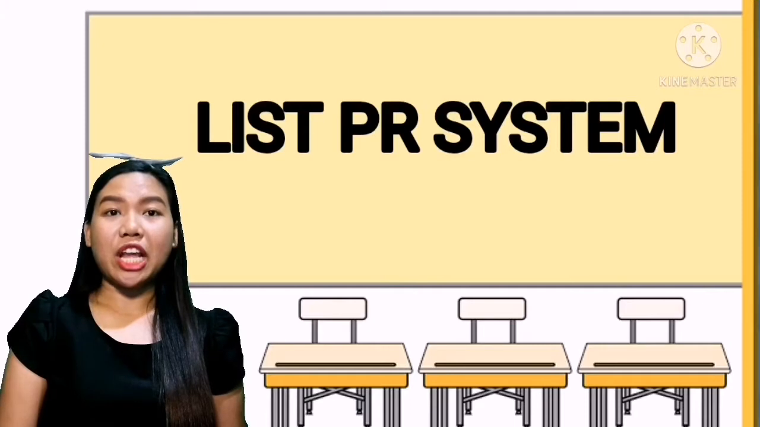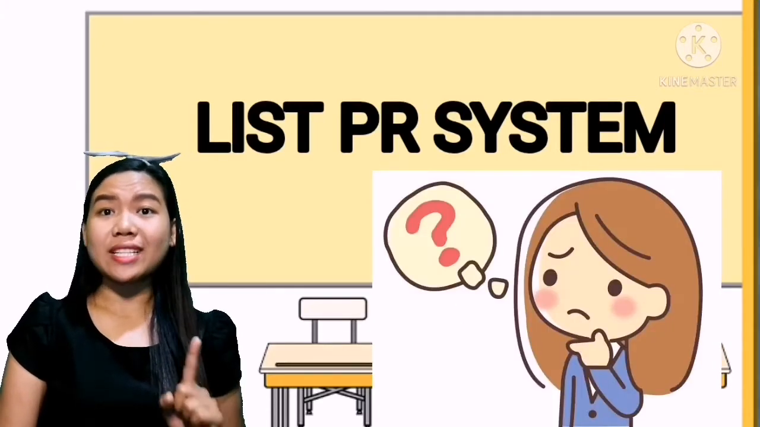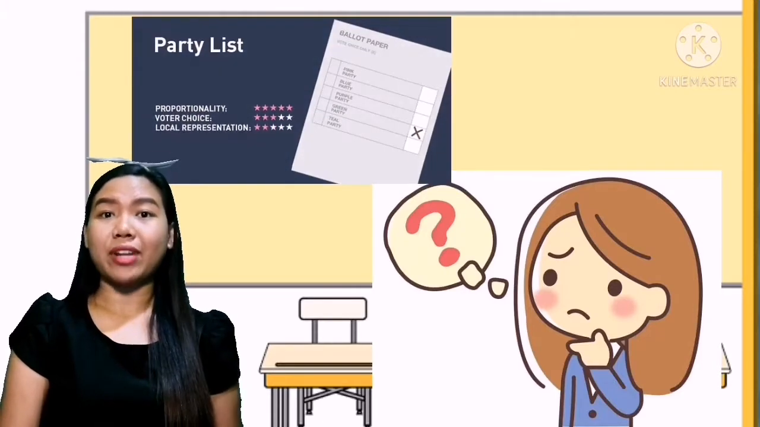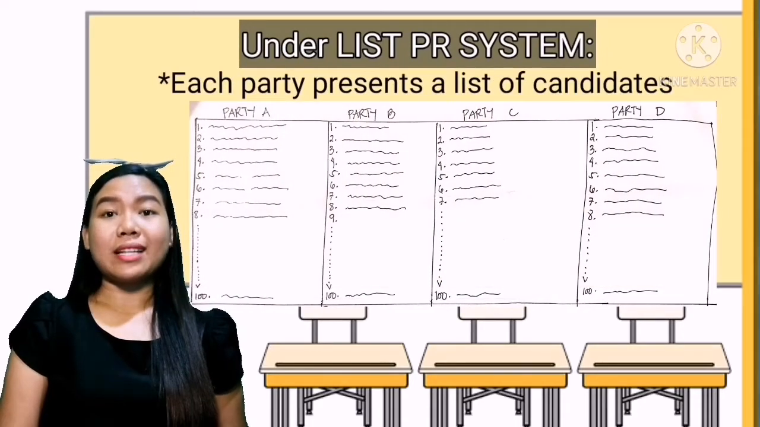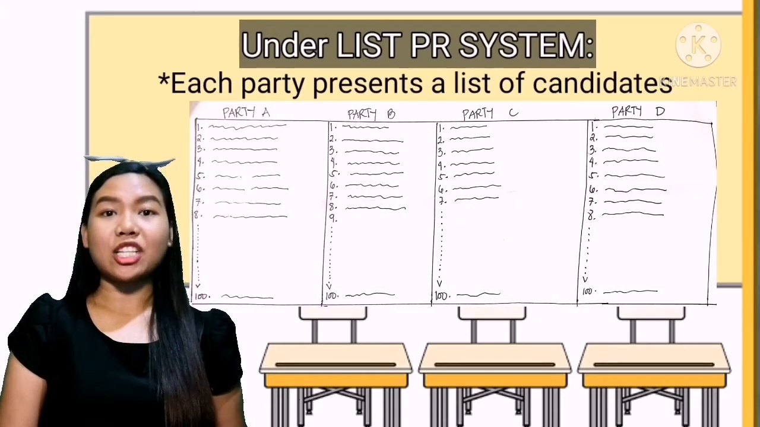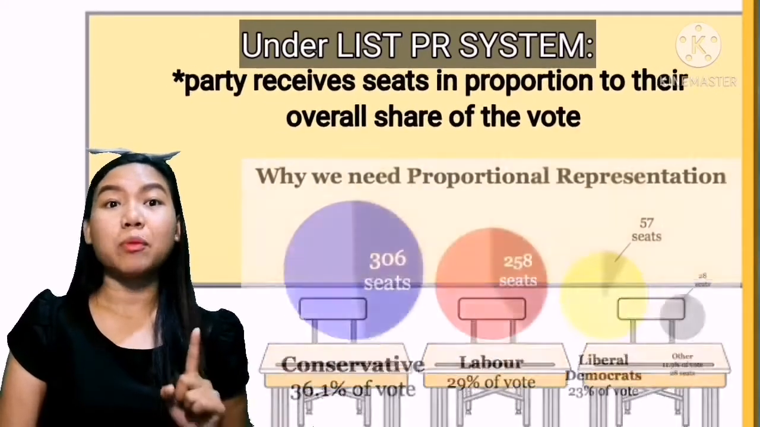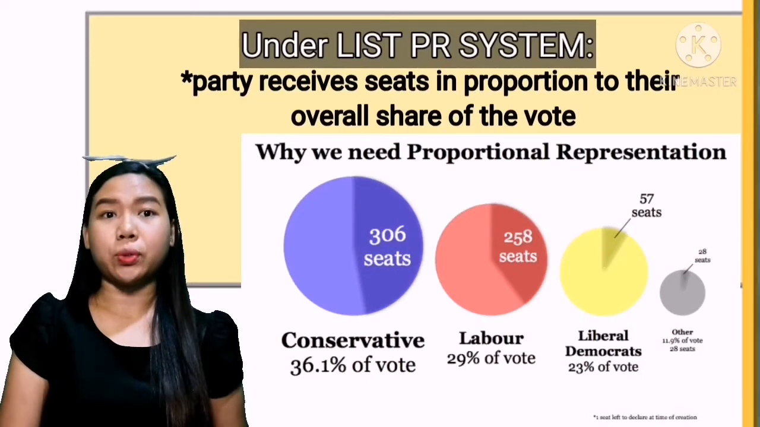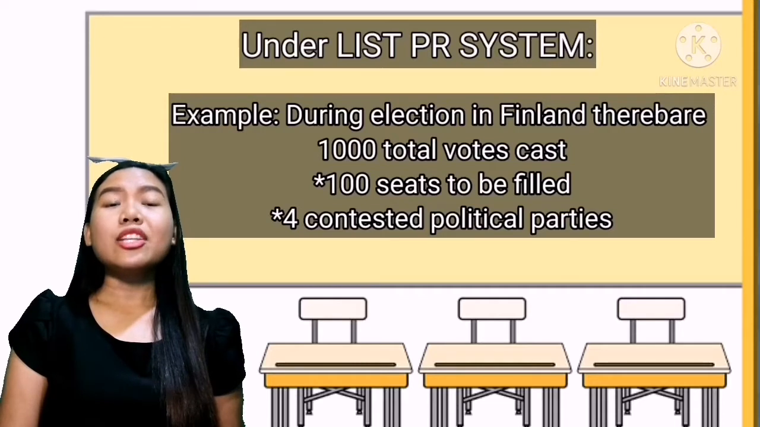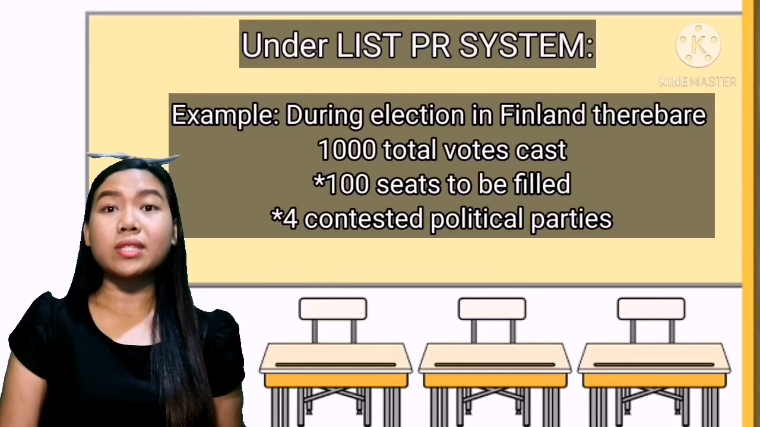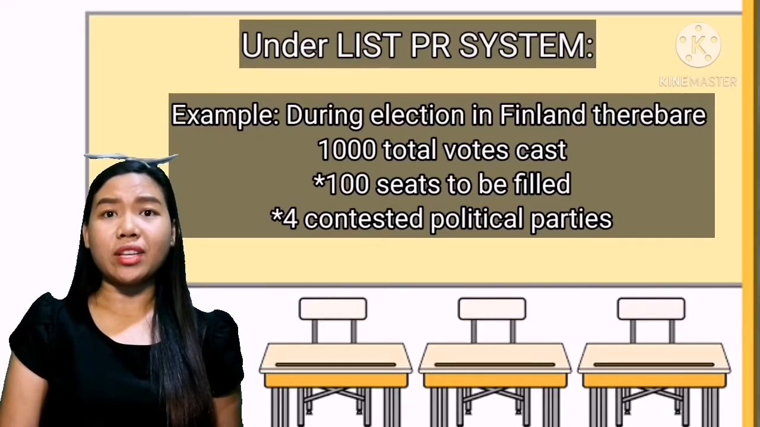List proportional representation system. So what is the list PR system and how do we calculate the proportional seats of each party using this type of electoral system? Under the list PR system, each party presents a list of candidates for multi-member electoral districts. The voters vote for a party and parties receive seats in proportion to their overall share of the vote. Here is an example to see how the list PR system works. Let us consider a country, Finland, with a total vote cast of 1,000 and 100 seats to be filled in the parliament, and there are 4 contested parties.